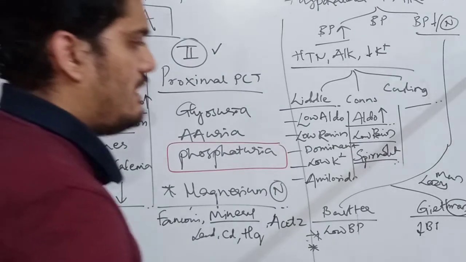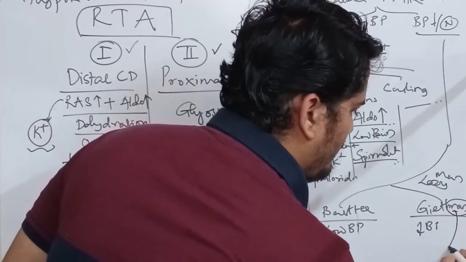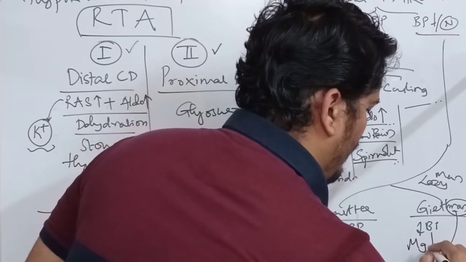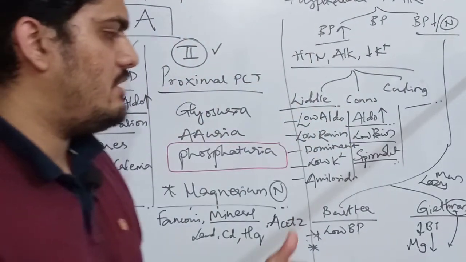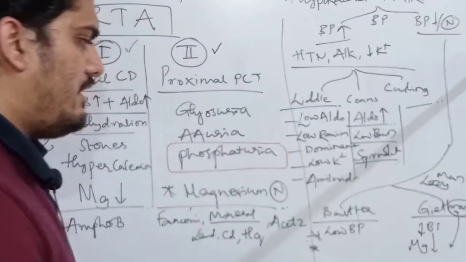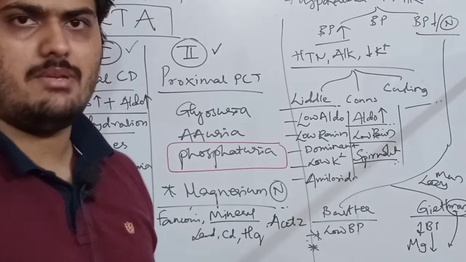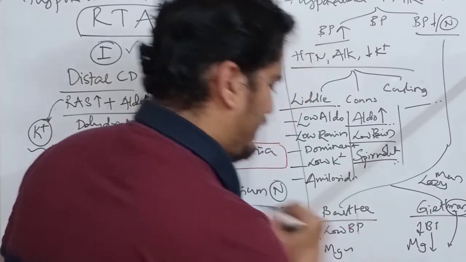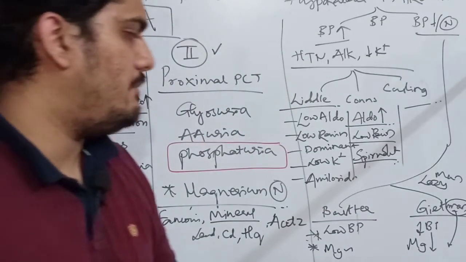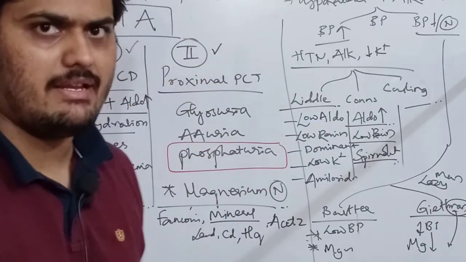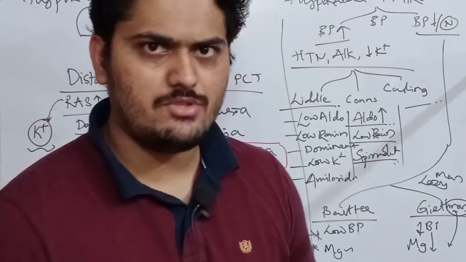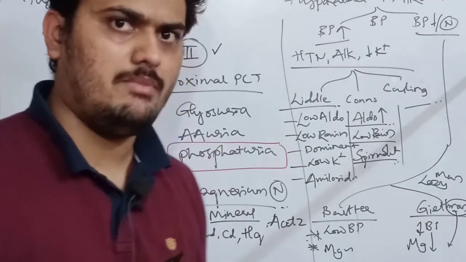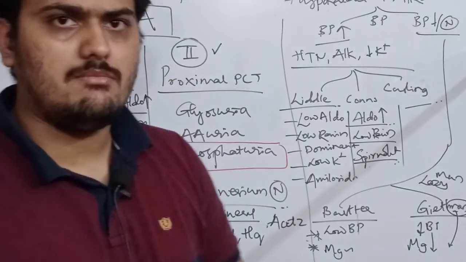One more point to remember is, you can remember with the magnesium here. If the magnesium level is low, then the diagnosis becomes Gitelman syndrome. And if the magnesium level is normal, then the diagnosis becomes Bartter syndrome. Here magnesium level is unaffected. So if the question says that the patient is also suffering from hypomagnesemia, then the diagnosis becomes Gitelman syndrome. And if the question says magnesium levels are unaffected or completely normal, then the diagnosis becomes Bartter syndrome.